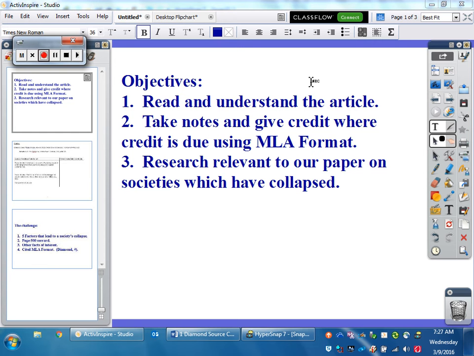Number three, then, the challenge is for you to research the relevant information that is based upon the societies which have collapsed that you're going to be researching in the next week and a half or so. So those are the three main objectives.